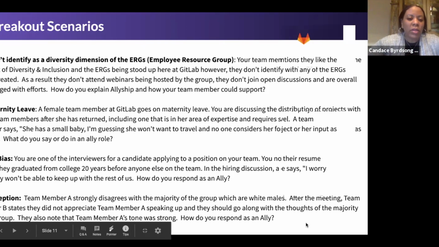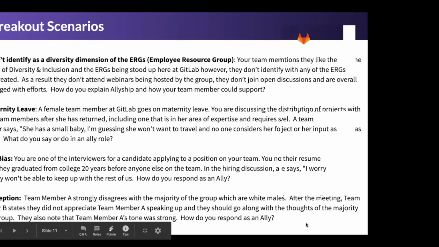Looks like there aren't any more responses to that one. We can move on to maternity leave. Our breakout group one, who would like to summarize? So I can do this one.